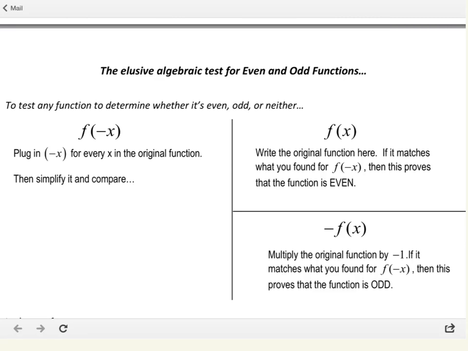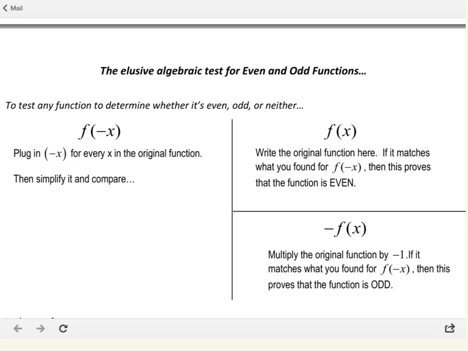To determine whether a function's even, odd, or neither, we have to prove those couple of statements: f of negative x equals f of x for the even function, or we have to prove that f of negative x equals negative f of x for the odd functions. It seems kind of complicated, but really when you look at it, it's a pretty simple test.